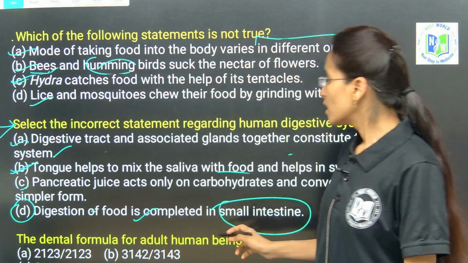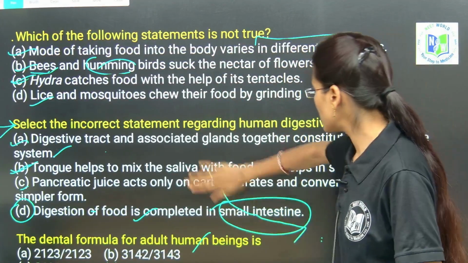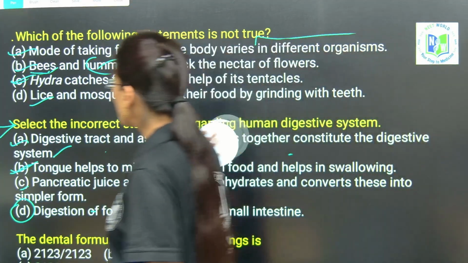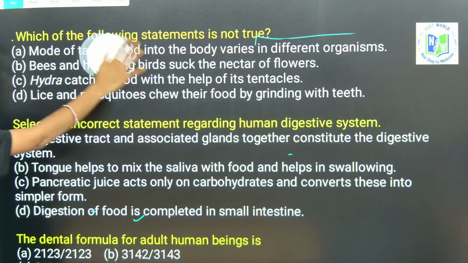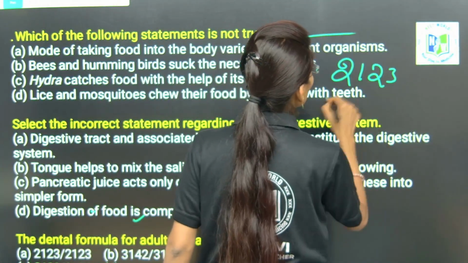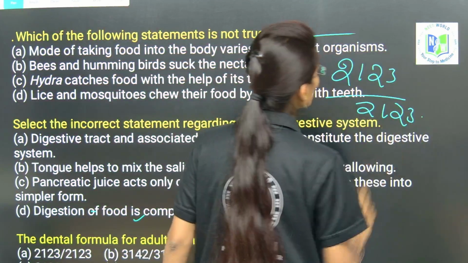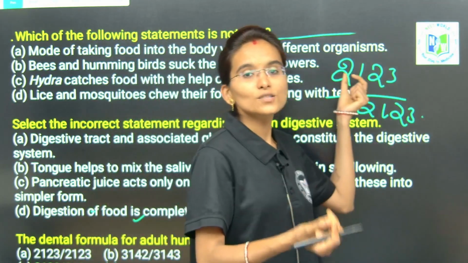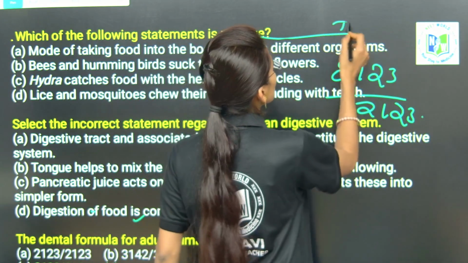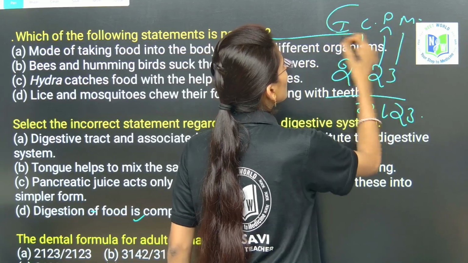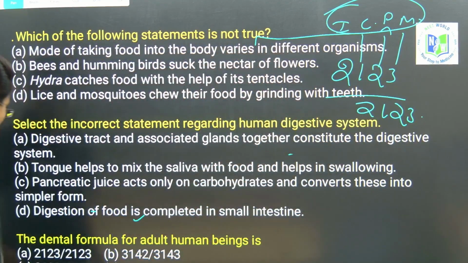Yes. And next one: the dental formula for adult human beings is, okay. The adult human dental formula is 2123 by 2123, okay. Here I am writing 2123 by 2123, okay. Now all the students have to answer what it represents. What does 2 indicate here, okay? Incisors, canines, premolars and molars, okay. So this will be the right option. Option A is 2123 by 2123, okay.